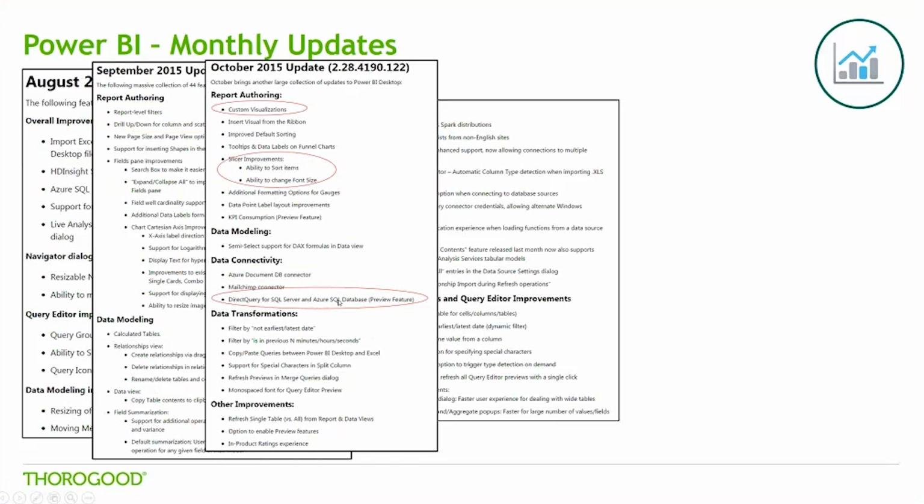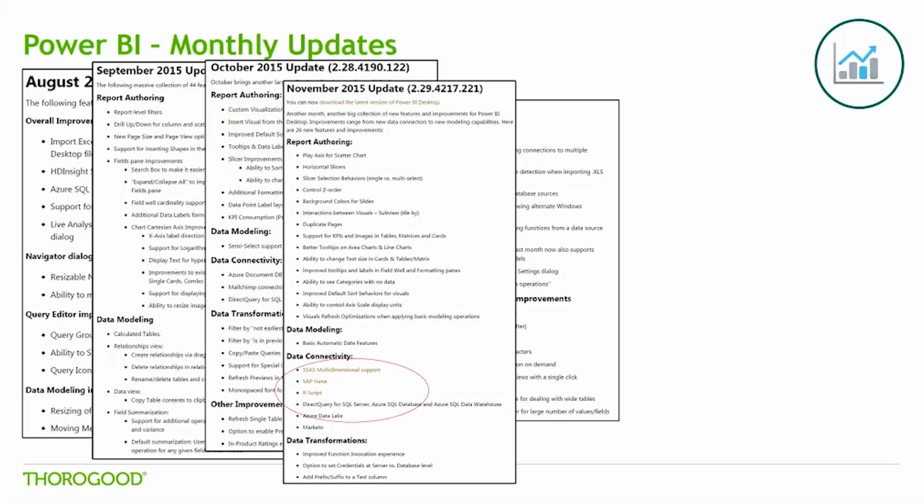Notice that this was initially a preview feature, and this is a nice aspect of the releases. You get all the latest fully available features, but also the option to enable or disable features that are in preview. In November, more data connectivity, SSAS multidimensional, SAP HANA, and importantly R to enable more statistical analysis.